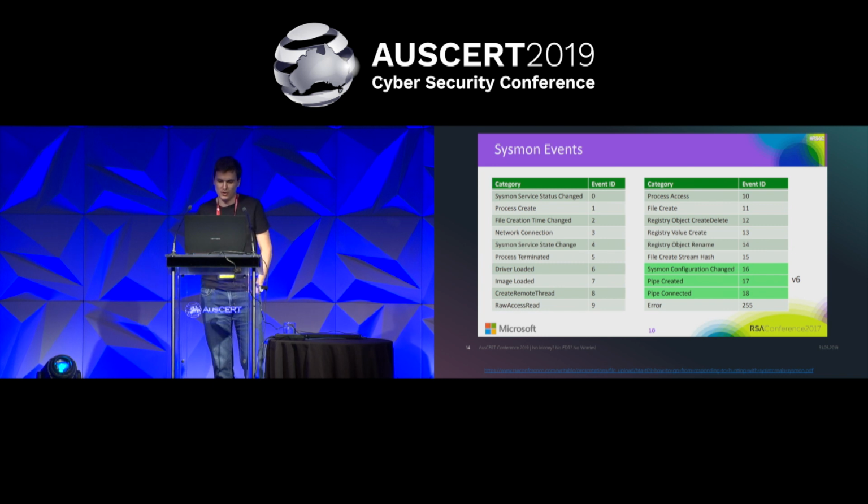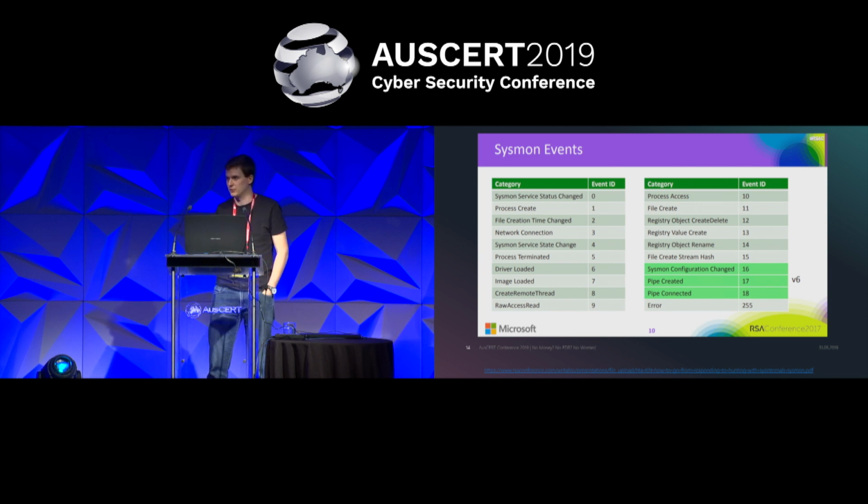This is just a slide I shamelessly stole off a presentation Mark did at RSA, and it breaks down the different things that Sysmon is capable of detecting on a Windows endpoint. So you can see there process creation, file creations, network connections, a whole bunch of different things. That's a really good presentation as well, so if you're interested in looking at this a bit further, check that one out.